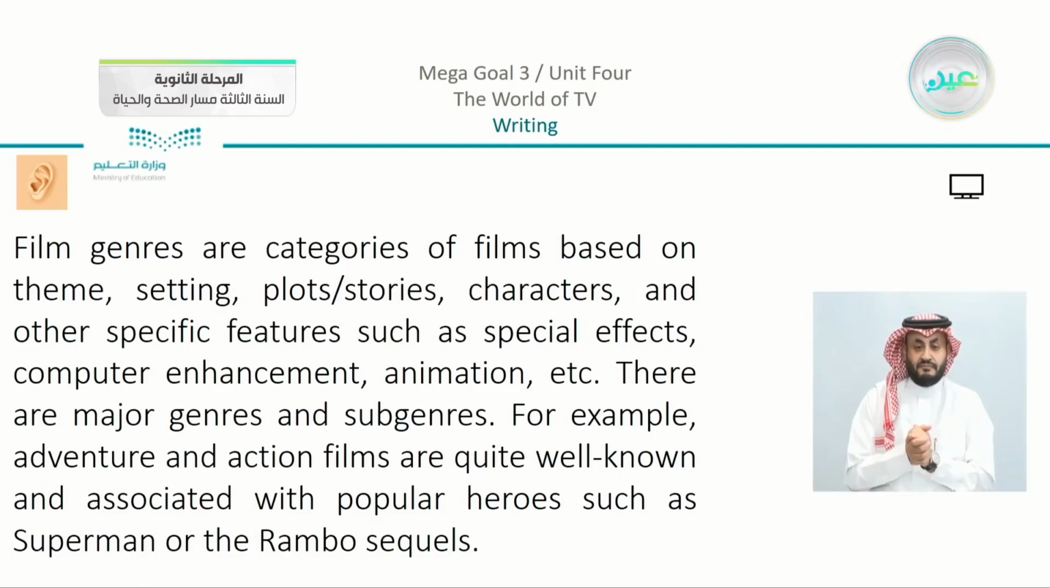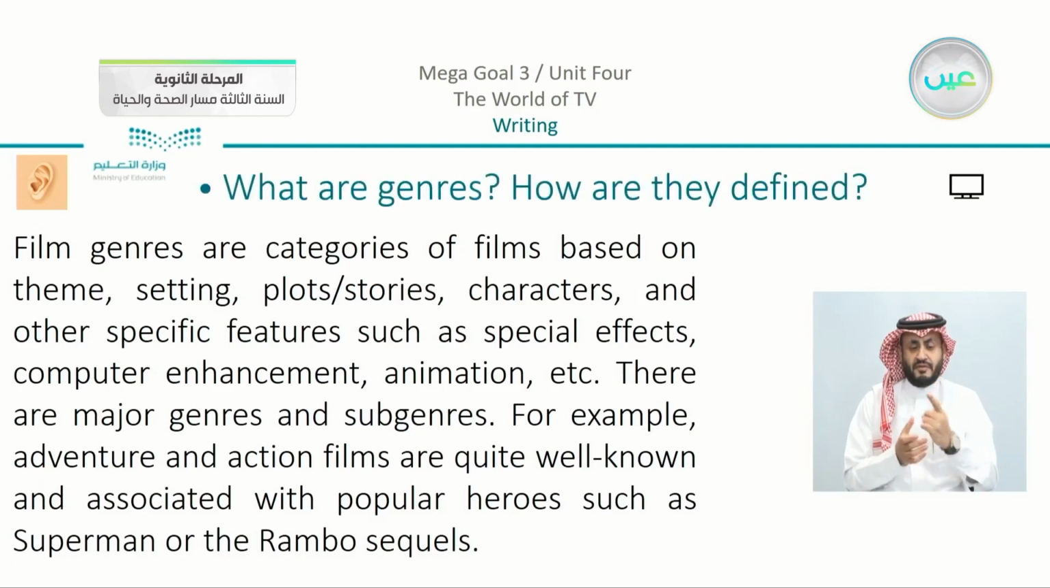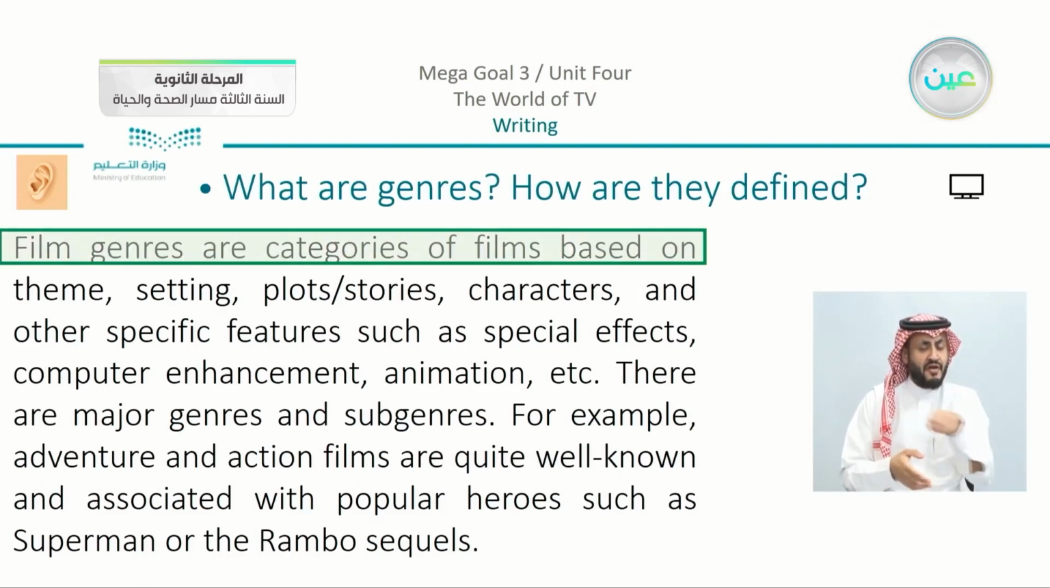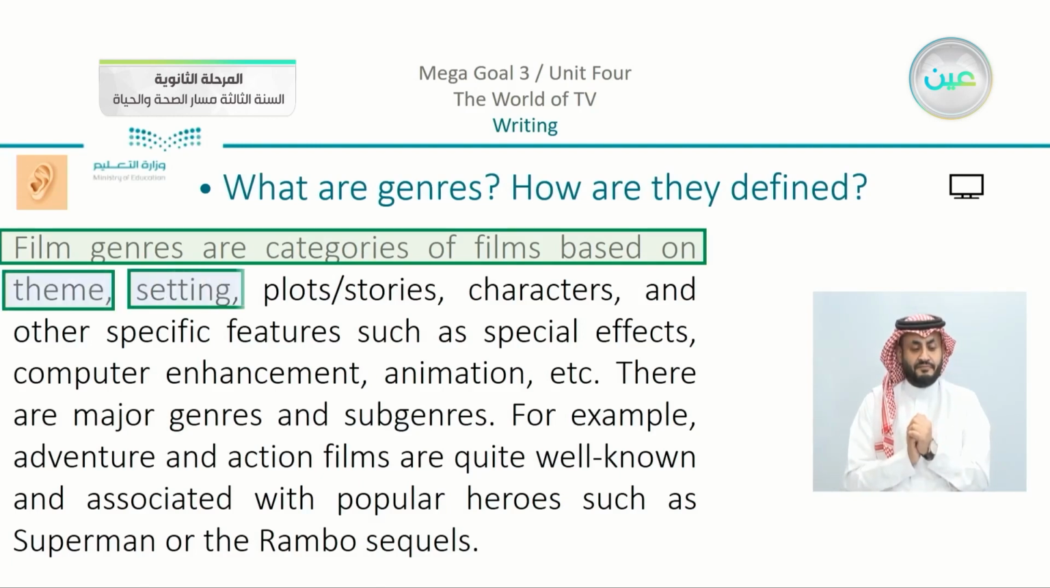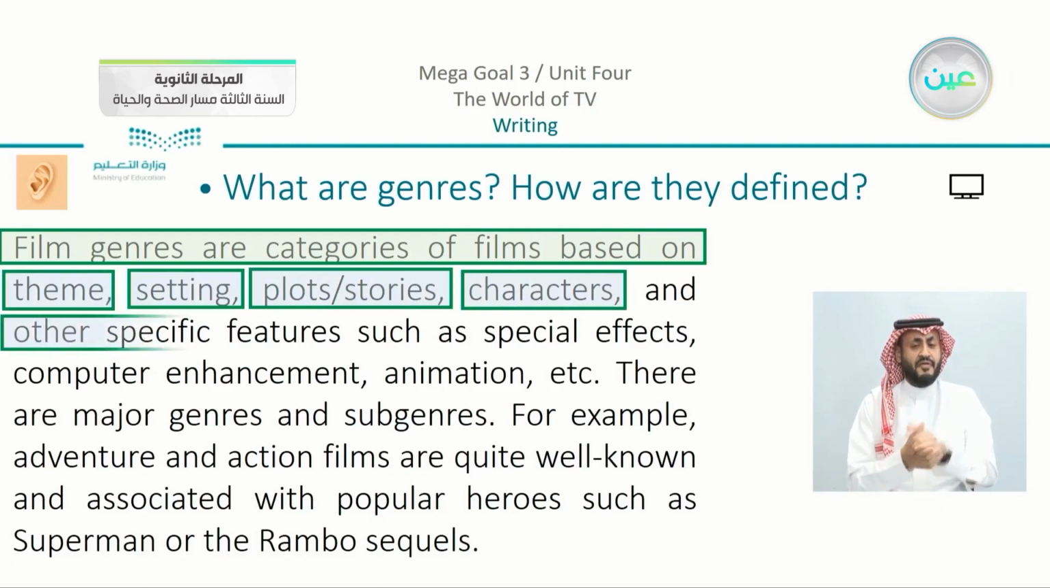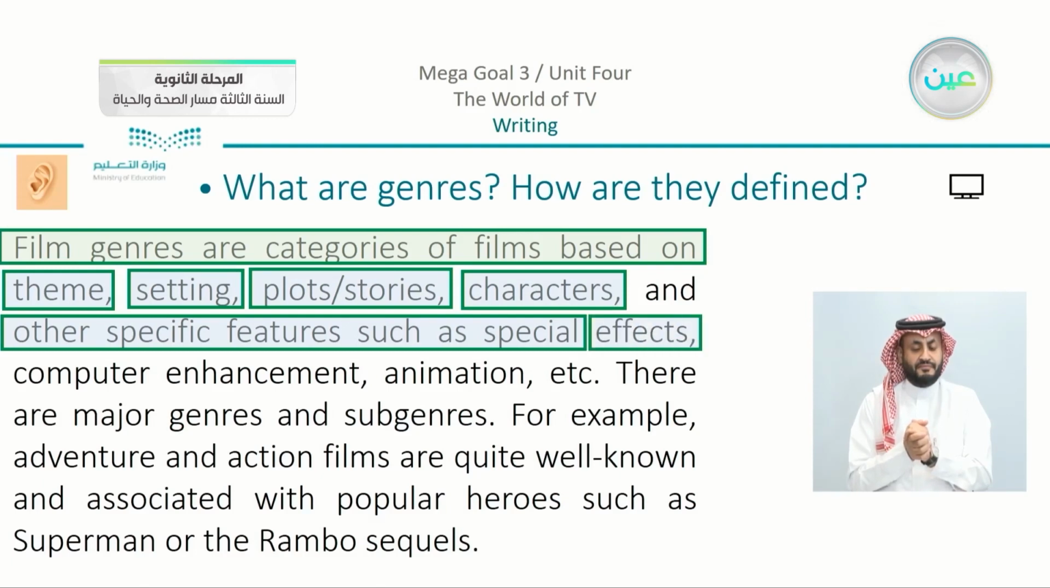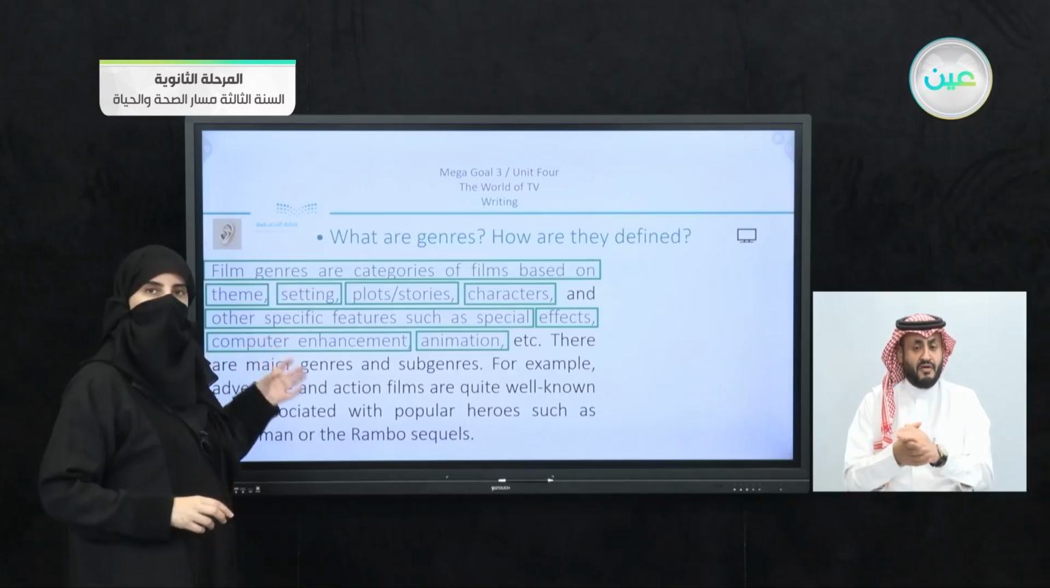Okay, so let's just see here that we have the meaning. What are genres and how are they defined? We can highlight together that film genres are categories of films based on theme, setting, plots or stories, characteristics, and other specific features such as special effects, computer enhancement, animation, etc. So this is the complete definition of the meaning of film genre.